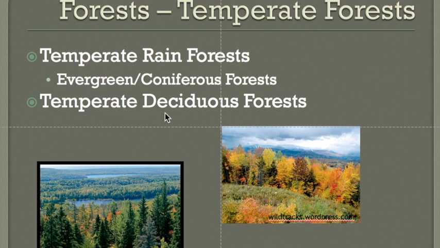And then we have temperate deciduous forests. So you think of what's in the eastern U.S. and all the beautiful fall colors that happen in the New England area. That'd be a temperate deciduous forest. So those are two examples of temperate forests.